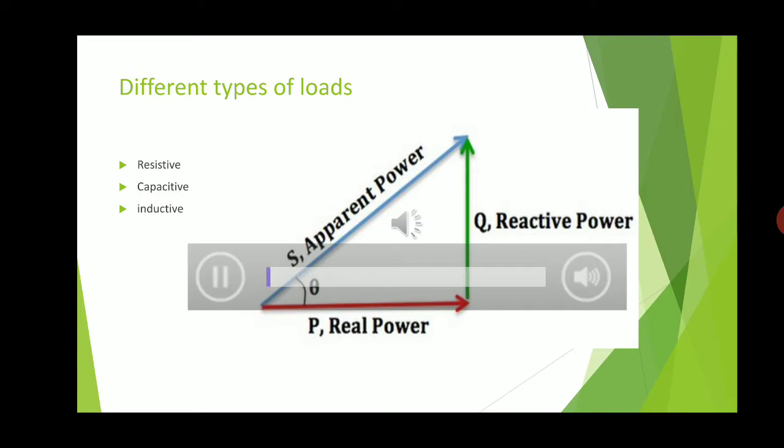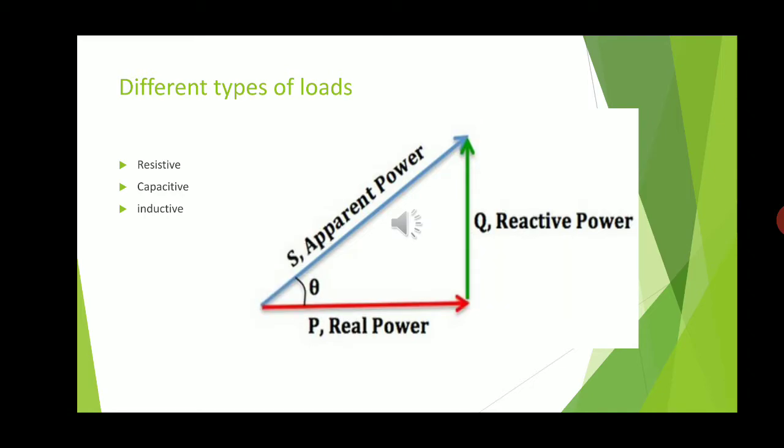So in this slide we will be discussing the phasor relationship of theta in terms of resistive, capacitive, and inductive loads. Before that, I have already taught you in the class that a resistive load is an energy dissipating load. Capacitive and inductive are energy storing devices. Capacitance stores energy in the form of electric field, and inductance stores energy in terms of magnetic field.